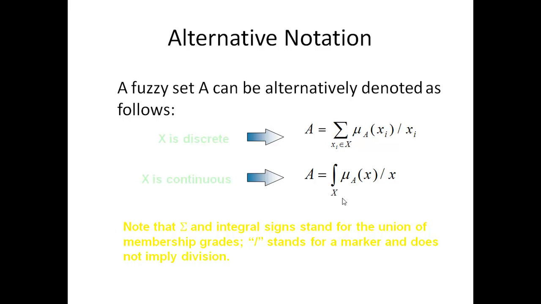Alternatively, a fuzzy set can be denoted as, if X is discrete, then A is the summation of mu A of Xi for Xi in X. If X is continuous, A is equal to the integration of mu of X for X in X. Note that the sigma and the summation and integral signs stand for union of membership grades, and the slash stands for a marker and does not imply division.